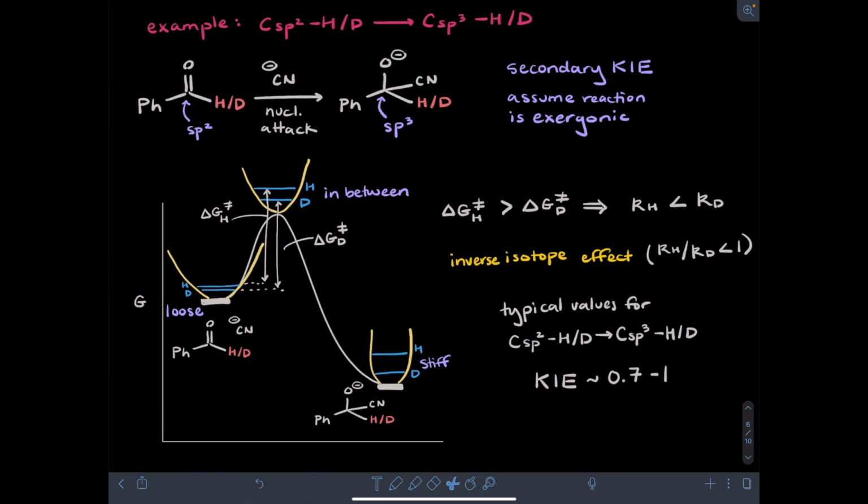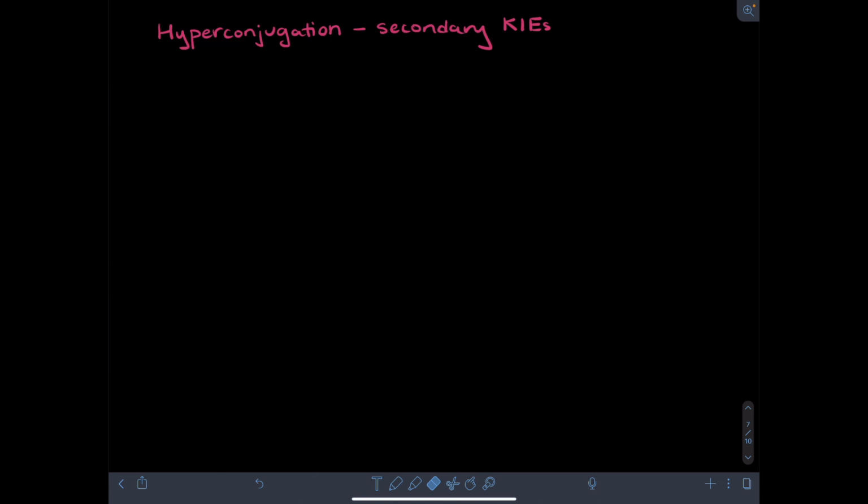Typical values that you might see for reactions where you're going from sp2 to sp3 hybridization at a carbon that is bound to hydrogen or deuterium are kinetic isotope effect values between 0.7 and 1. You can also observe secondary kinetic isotope effects when hyperconjugation involving CH compared to CD bonds is involved.